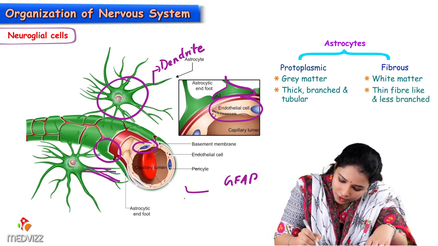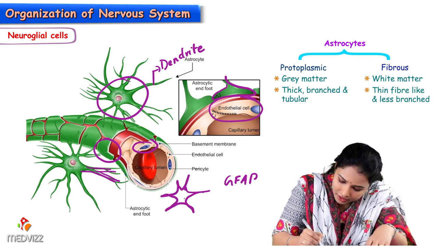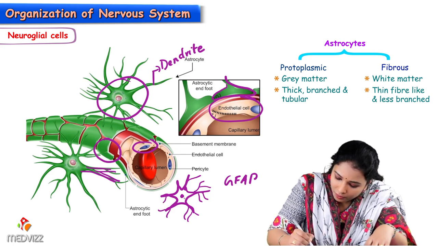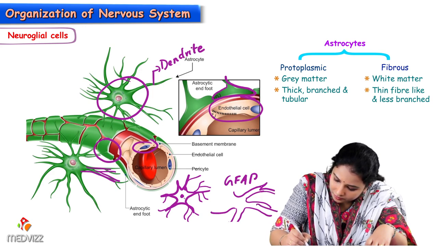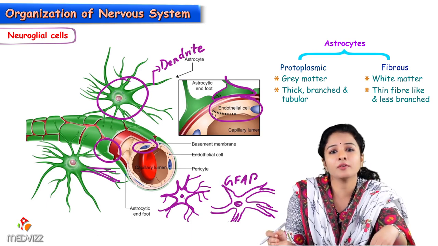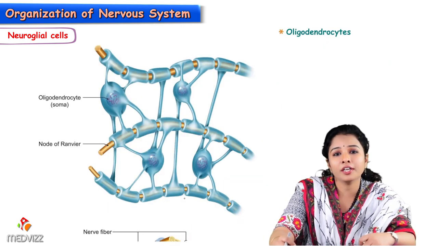So I am drawing for you all. They are thin, fiber-like and less branched, having the nucleus. So these are fibrous astrocytes. Protoplasmic astrocytes will have thick tubular processes which further branch. These are protoplasmic astrocytes. Protoplasmic astrocytes are present in the gray matter and fibrous astrocytes are present in the white matter.